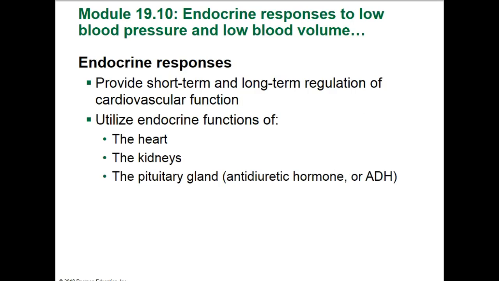Okay. Let's talk about some specific endocrine responses to low blood pressure and low blood volume. So again, keep in mind that the nervous system is the one that reacts the quickest and has short-term effects. Endocrine system takes a little bit longer to react, but has longer-term effects. In this case, when it comes to low blood pressure and low blood volume, we can have some short-term effects. Again, most of the time endocrine is long-term, but we're going to have effects on the heart, the kidneys, and the pituitary gland.